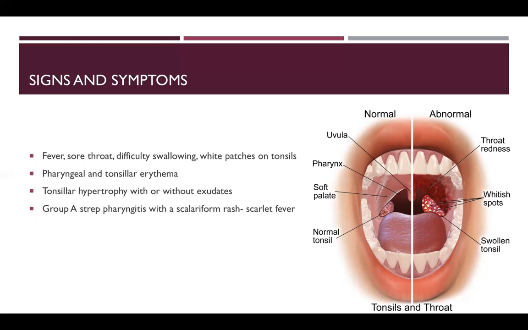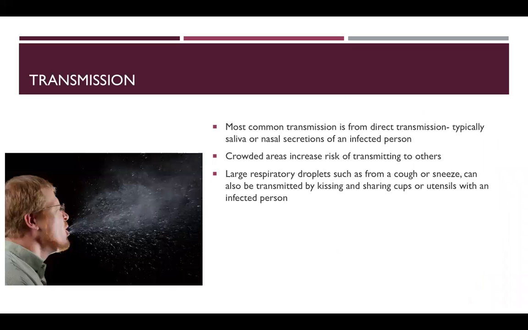Has those whitish spots. The pharyngeal and tonsillar erythema is just that redness in your pharynx and your tonsils. And then tonsillar hypertrophy with or without exudates is the enlargement of your tonsils. So that's swelling, and then the exudates are actually what those white spots are called, and those appear on the tonsils typically. Group A strep pharyngitis with the rash is scarlet fever.